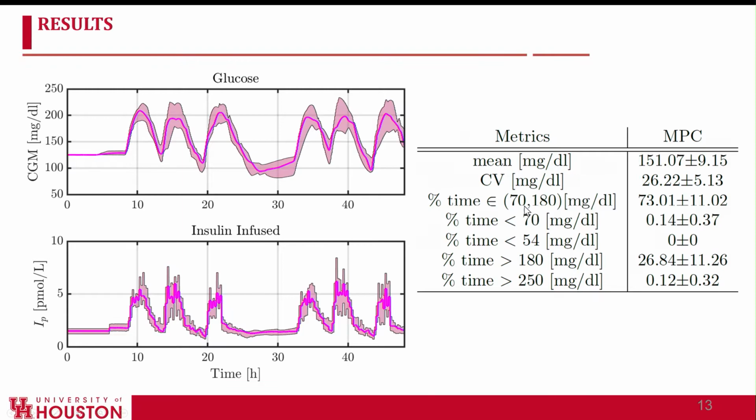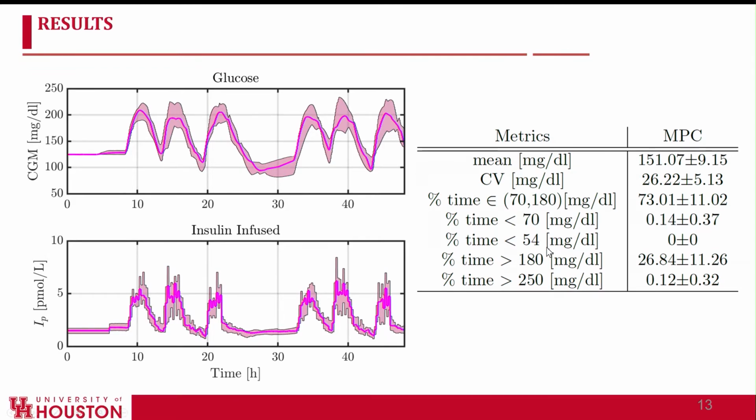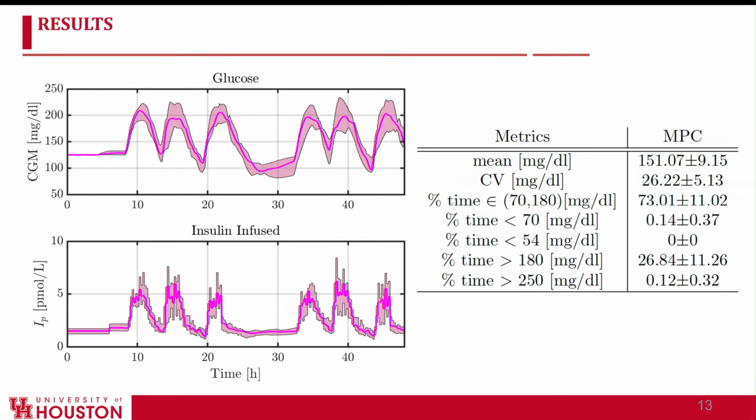So we are interested in this range, 70 to 180 milligrams per deciliter, and we can see how we can achieve it, 73% plus minus 11 of the time, which is a very good result. Most importantly, we never go below 54 milligrams per deciliter, and below 70 milligrams per deciliter, very, very rarely, 0.14 plus minus 0.37% of the time. So far, so good. So this was automated insulin delivery in simulation.